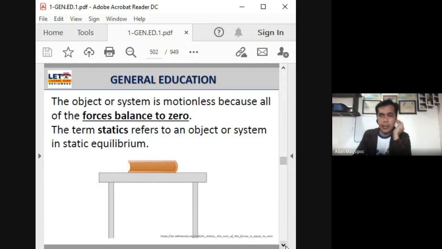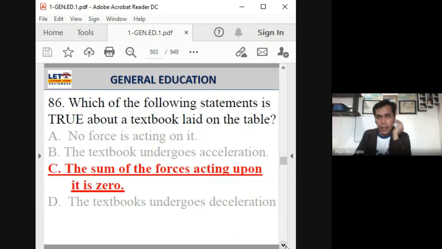equilibrium. Kaya ang correct answer is letter C. Hindi pwedeng acceleration ng book, hindi rin pwedeng deceleration, hindi rin pwedeng force kasi nga merong forces na equal to 0 lang sila. I hope you got that. Ha? Sige, next question.